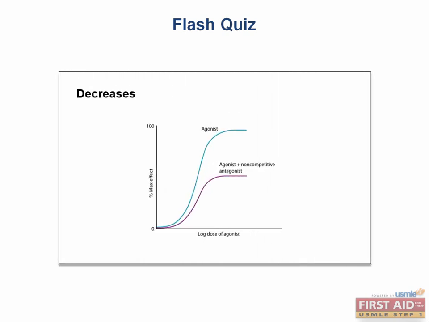Adding a non-competitive antagonist will decrease the efficacy of the agonist alone. It's going to shift the efficacy downwards. Remember that a non-competitive antagonist will shift the curve down or decrease the efficacy, while on the other hand we have a competitive antagonist which is going to shift our curve to the right. Non-competitives are going to shift downwards. Competitive antagonists are going to shift the curve to the right, or decrease the potency is another way to say shift to the right.